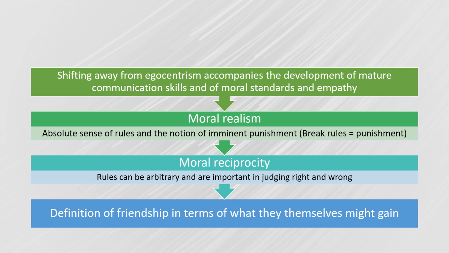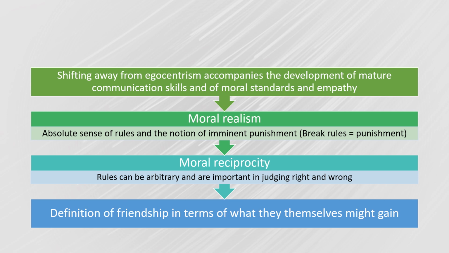They also develop moral realism, rather. So the absolute sense of rules and notion of imminent punishment. For example, if they break the rules, they will have a punishment. So that's called moral realism. So they now recognize what is good and what is bad. They now know the classroom rules, and they should follow them, or else they would be asked to stand or removed from the class.